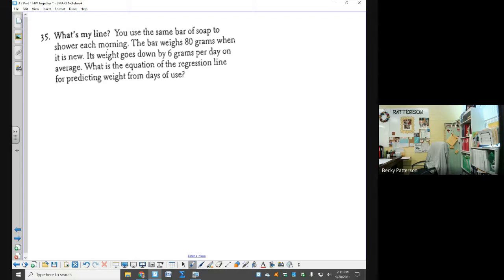What do we got for 35? Y hat equals 80 minus 6x. What do you think? Everybody agree? I agree, but you're not done. You have just introduced two variables. What must you do? You must define them. You can't throw an x and a y hat down without telling me what x equals and what y hat equals.